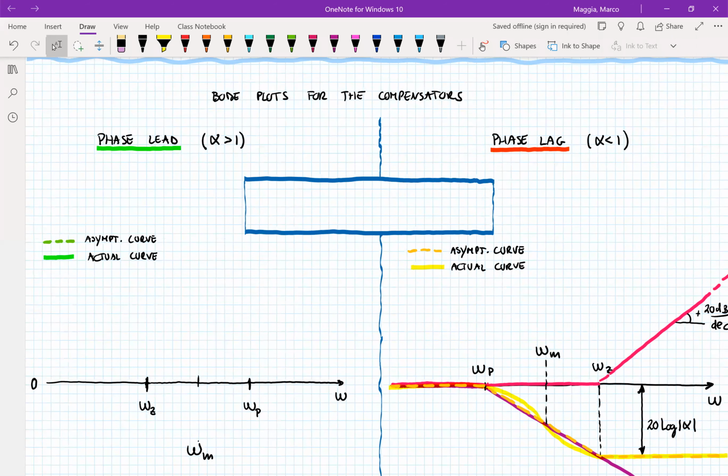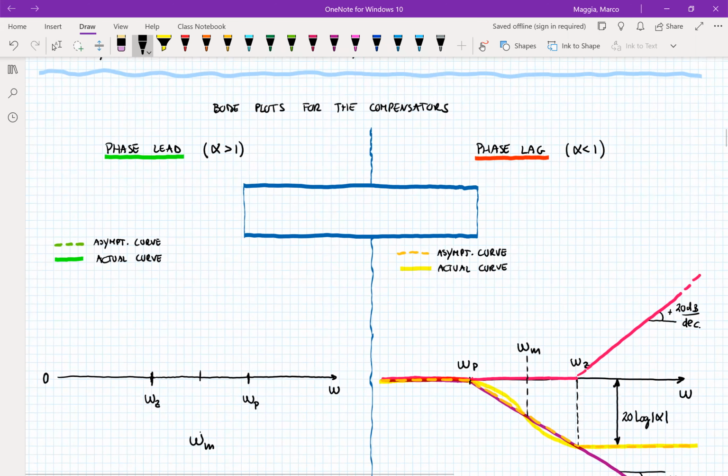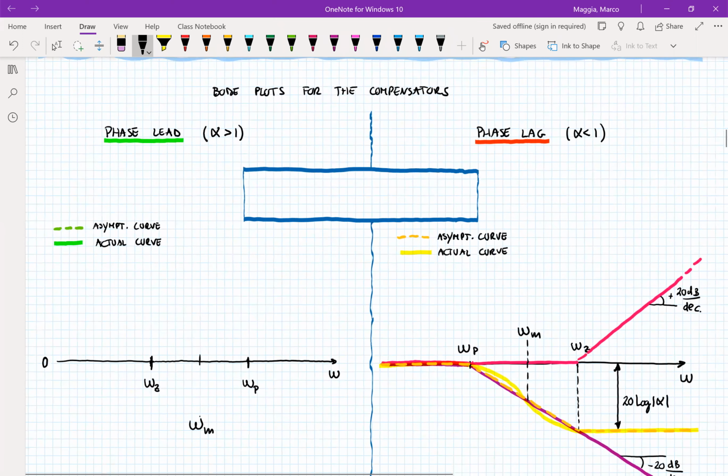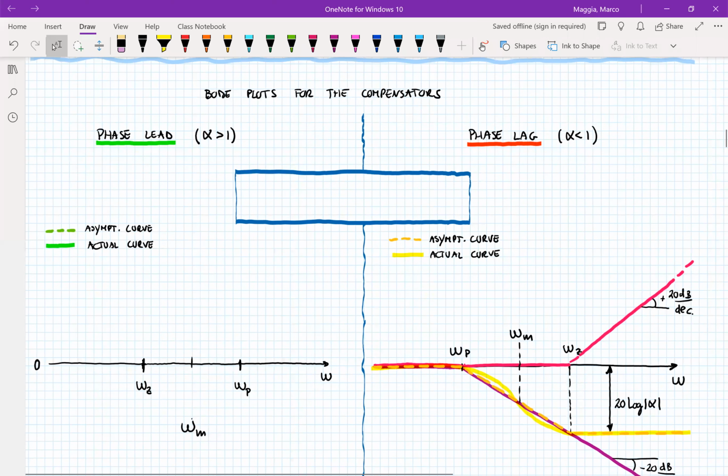All right, so now I want to draw the Bode plots in terms of magnitude and phase associated with the phase lead and lag compensators. So let's start with the phase lead to the left, and the phase lag is going to be to the right. I'm going to do things only for the phase lead compensator, and then you'll see things already completed for the phase lag. Nothing really changes much. Things are just flipped.